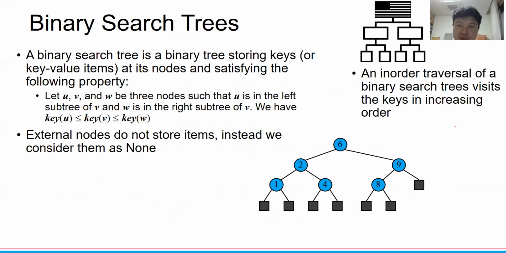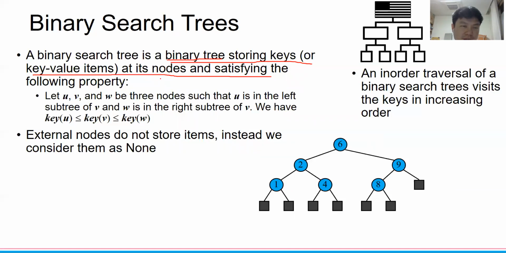In the binary search tree, we are doing the search function with the ordered map, but when we deal with the binary search tree, it is a different way. The binary search tree is a binary tree. You know the binary tree means we have only two child nodes, and the binary tree is storing the keys or the key-value items as its nodes and satisfying the following property.